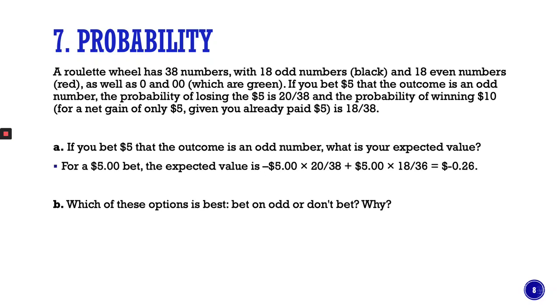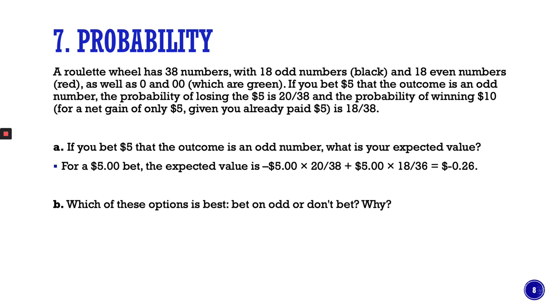Well, for the $5 bet, the expected value is negative $5 because you paid $5 to play, so that's minus $5 times 20 out of 38. Well, that 20 out of 38, like I discussed, comes from the 18 even numbers as well as the 0 and the 00, which is 20 out of 38, plus $5 times your 18 out of 36, which is your odd numbers. And that will equal negative 0.26.